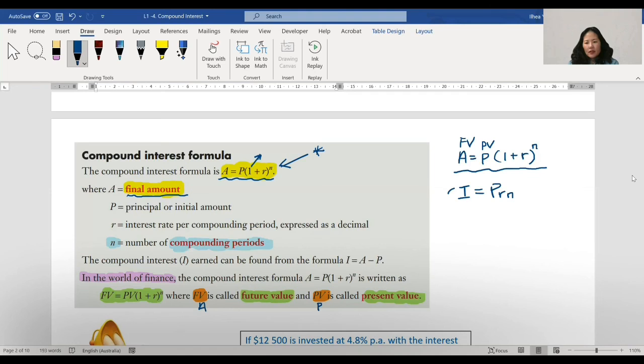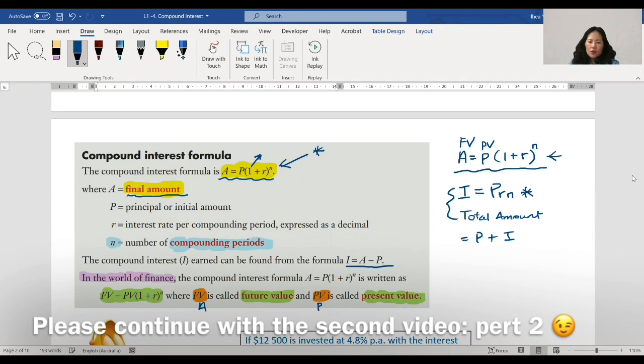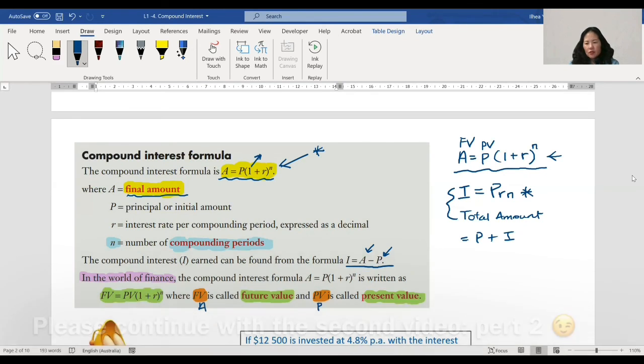For the simple interest total amount, you will have to do principal plus interest, wouldn't you? So whatever interest you get, you add it onto the principal to get the total amount. Whereas with compound interest, you will get the total amount straight away using this formula. And of course, to find the interest, you find the total amount, take away the original that you started with, the initial principal, and you will get the interest, how much extra you're going to get.